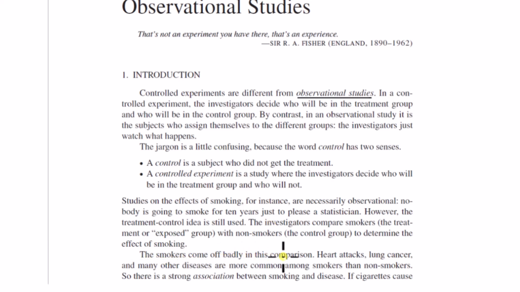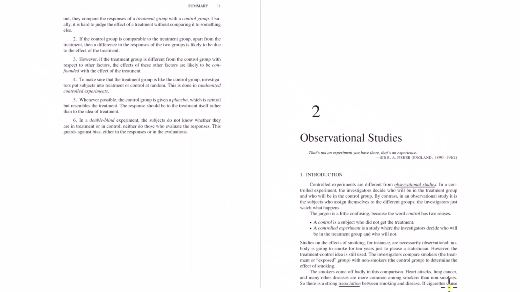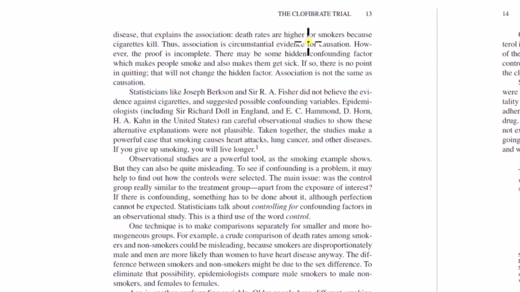The smokers come off badly in this comparison. Heart attacks, lung cancer, and many other diseases are more common among smokers than non-smokers. So there's a strong association between smoking and disease. If cigarettes cause disease, that explains the association. Death rates are higher for smokers because cigarettes kill. Thus, association is circumstantial evidence for causation. However, the proof is incomplete. There may be some hidden confounding factor which makes people smoke and also makes them get sick. If so, there is no point in quitting. That will not change the hidden factor. Association is not the same as causation.